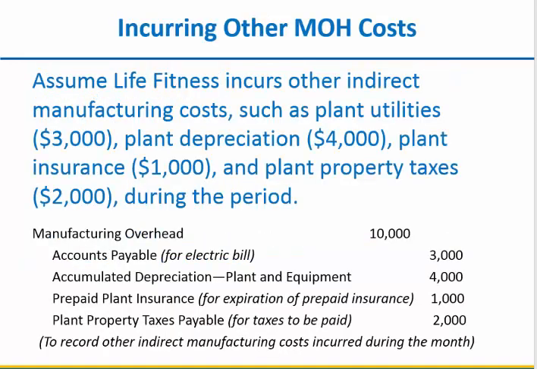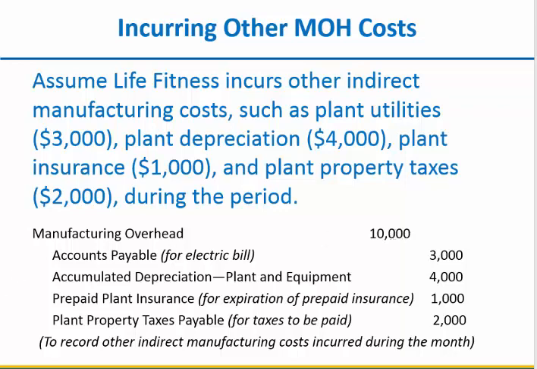So next we are going to talk about other manufacturing overhead costs, like depreciation, utilities, insurance, property taxes, and so on. I mentioned that all these costs are part of your manufacturing overhead. So you have 3,000 utility bills, right? Okay, so that's your liability, payable. Depreciation 4,000, so you have accumulated depreciation increase by 4,000. Insurance payment 1,000, and plant property tax payable 2,000. So together we're looking at a 10,000 increase in the manufacturing overhead.